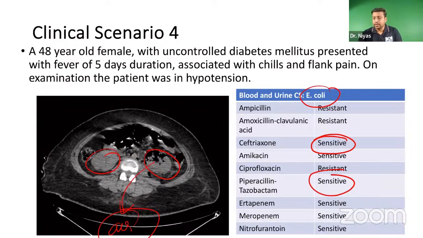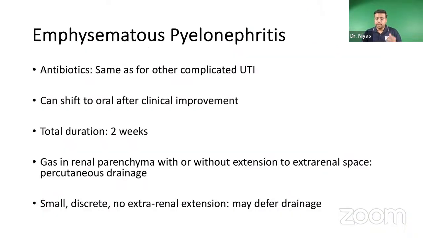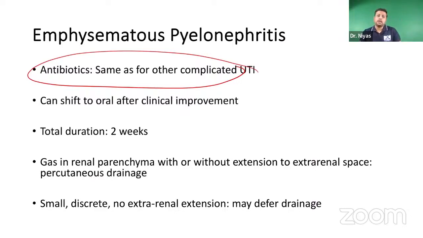So this is a clinical condition which is called emphysematous pyelonephritis. This is a serious form of urinary tract infection, a pyelonephritis, where there's formation of air in the renal tissue. Regarding antibiotics, it's the same as any other urinary tract infection. Here, ceftriaxone is susceptible, so you can give ceftriaxone. Again, you can also shift to an oral agent after clinical improvement. But unlike other pyelonephritis, the duration that we usually give is around 2 weeks.